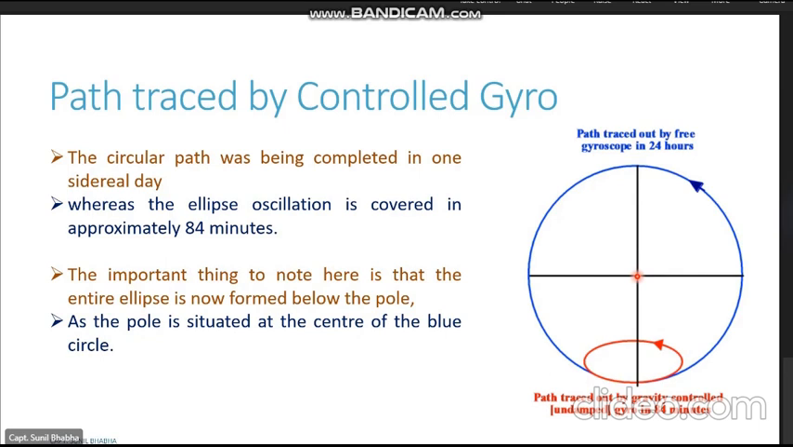Very important thing to note here, which we will be using later in the explanation of gyro, is that the elliptical path which is now traced by a controlled gyro, the entire ellipse is below the pole. At no point on the ellipse do you see the spin axis going above the pole. The spin axis always remains below the pole. So this will be used later on when we understand the elliptical motion in detail.